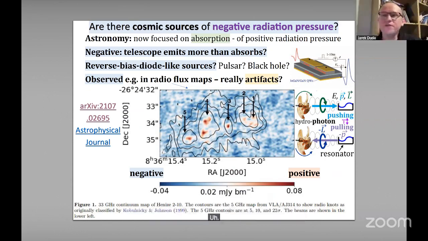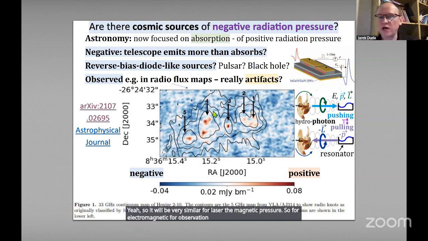So it would be very similar to electromagnetic pressure. For electromagnetic observation, I would expect negative signals in, let's say, these radio maps.